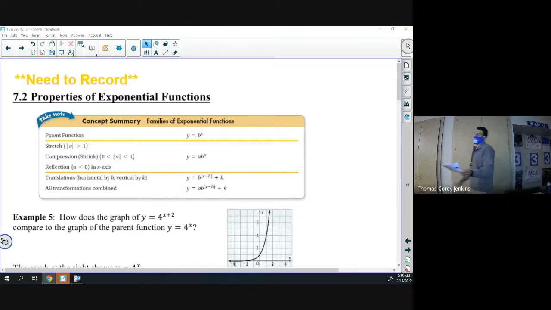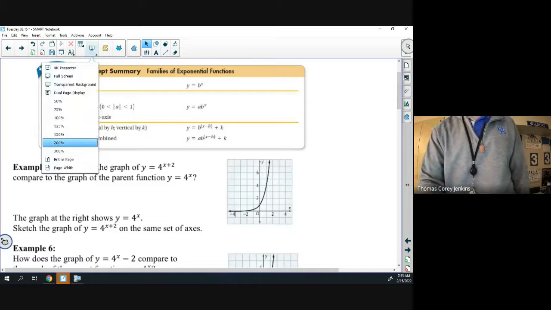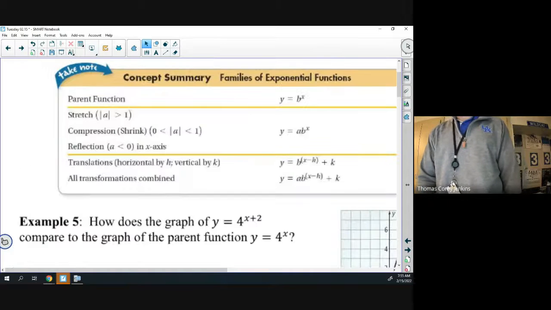All right, so lesson 7.2 today, properties of exponential functions. Like I said, we'll be dealing a lot with transformation rules that we've looked at throughout the year, just in the context of exponential functions. So a lot of this stuff is going to be a review, just like I said, in a new context.